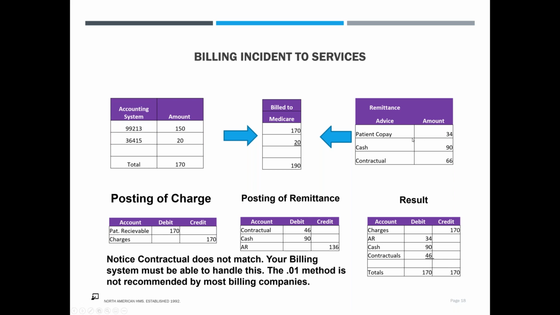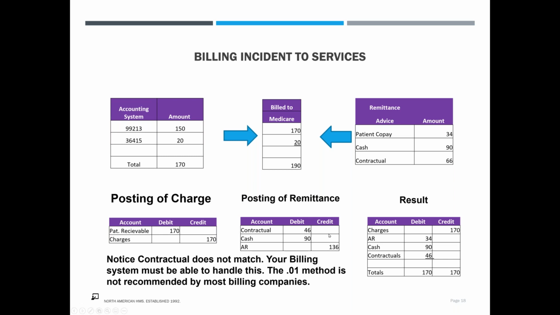And when the remittance advice comes back to us, our copay is going to be $34. It's going to be 20% of this 170. So we're going to have a copay that's owed from the patient of $34. Our cash is going to be $90. Remember, it's going to pay you 80% of 113. And then they're going to tell you that the contractual adjustment is $66. And unfortunately, in your system, it's really only going to be $46 here.